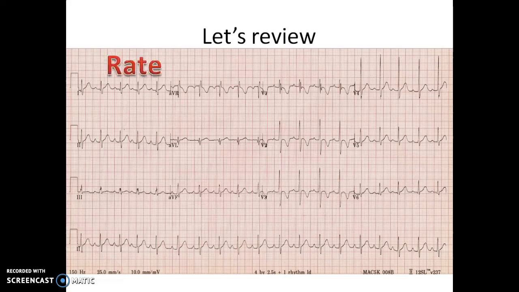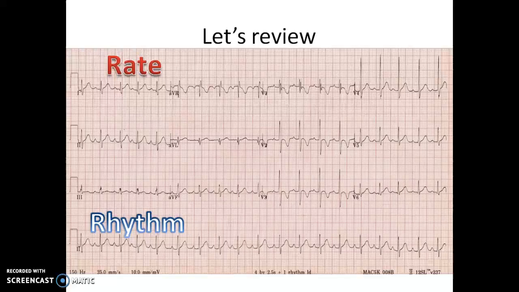Yes, so rate. The first thing you do is look at the rate, and you have to check the paper speed, obviously. And how do you measure the rate? Correct, so 300 divided by the RR, or there are other methods. Rhythm is the next thing, and in children in particular, you can get sinus arrhythmias. So the heart rate speeds up and slows down, but the PR interval remains the same and the P wave morphology remains the same, so you know that it's a sinus arrhythmia. What's next?